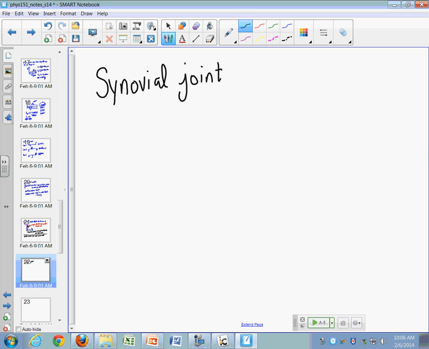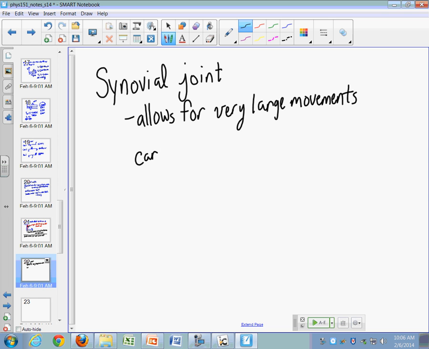I thought this was really cool, actually. The synovial joint allows for very large movements, like in the arm, for example. I'm going to show you a picture in just a sec. Cartilage covers the ends of the bones. And there's a cavity with synovial fluid for lubrication.